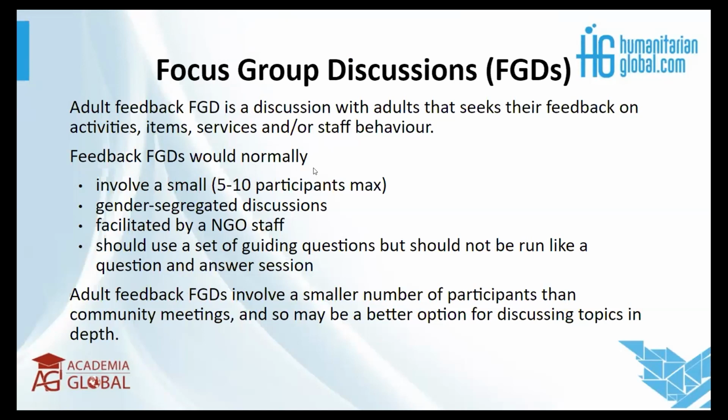Normally it involves about 5 to 10 participants at a maximum. A good number is usually 6 to 8, because that's a number where you can be able to listen to everybody effectively and be able to also provide feedback as you go on, be able to interact with them.